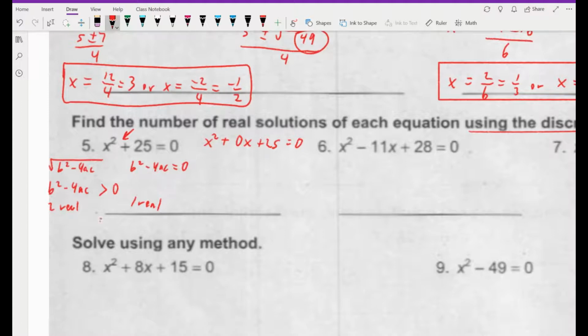And of course, I apologize, I'm writing it here on the side. When b squared minus 4ac is less than 0, which means it's negative, well, we can't take the square root of a negative number. We get an imaginary solution. For now, we'll just call that no solution, or 0 solutions.